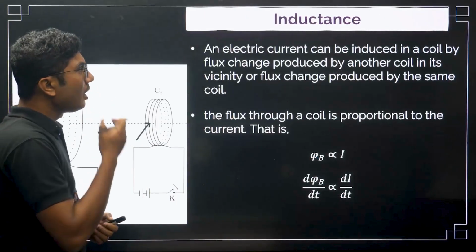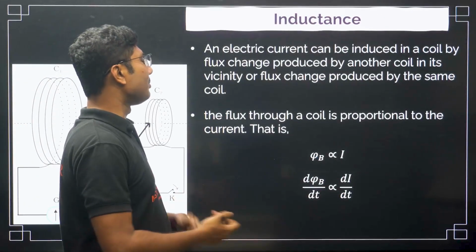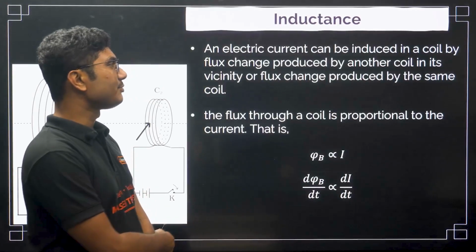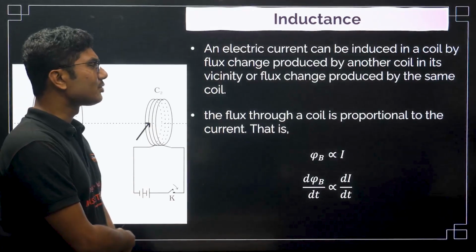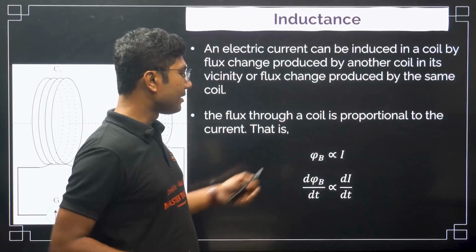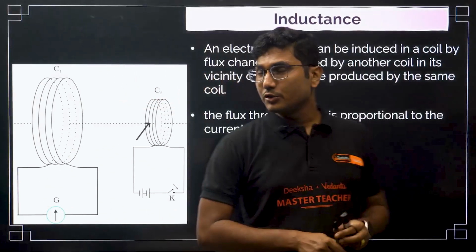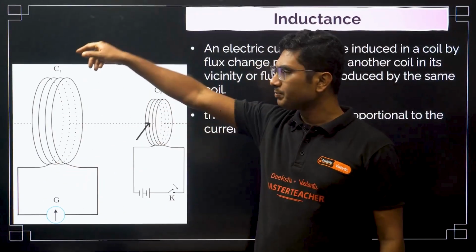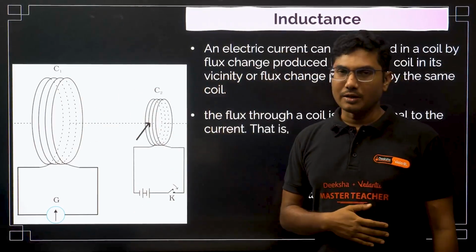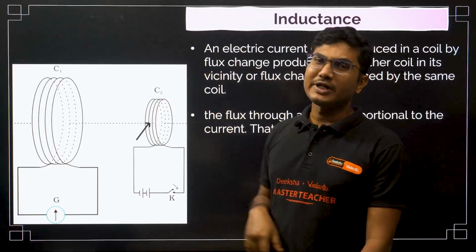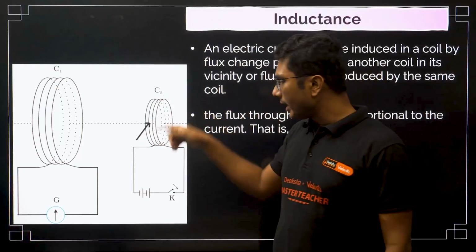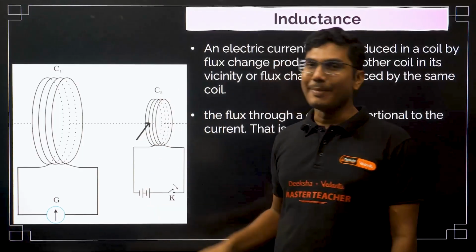Now let's continue. An electric current can be induced in a coil by flux change produced by another coil in its vicinity, or by flux change produced by the same coil. The flux through a coil is proportional to the current, that is phi B is proportional to I, or d phi B is proportional to dI by dt. So what happens is that you have one coil, and if you bring a magnet, you produce some induced current. Now instead of using a magnet, what will happen if you use a second coil? In this case, the coil has a battery connected to it.